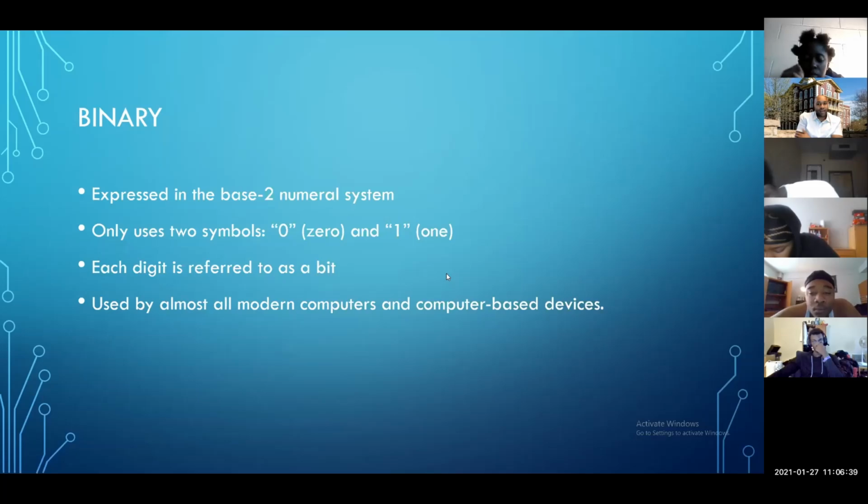But binary is the basis for all modern computers. When we talked last time about transistors on a CPU, they run off of bits. A transistor is either on or off, either 1 or 0.